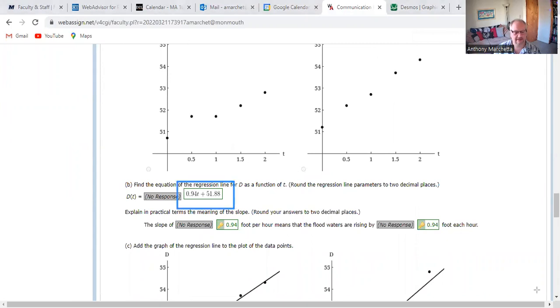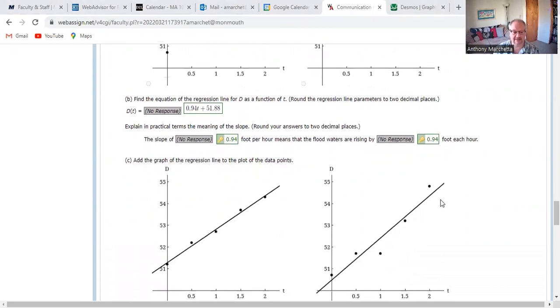There it is. And now it says explain in practical terms the meaning of the slope. Again, like I showed you, it's a fill in the blank structure, once again demonstrating the concept of the margin and the slope. So the slope of 0.94 foot per hour means that the floodwaters are rising by 0.94 foot each 1 hour. Right. Okay, there you go. So you have that. And again, to reiterate that application, which is so very important in business and quantitative analysis, we really do that a lot in quantitative analysis.